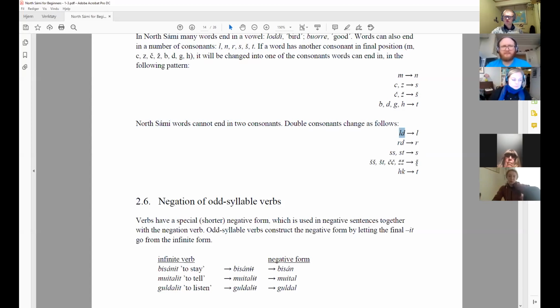Looks like word final devoicing. Any linguists have a take on that?